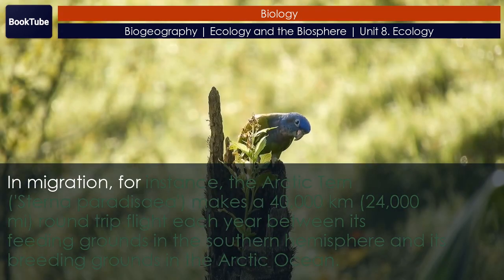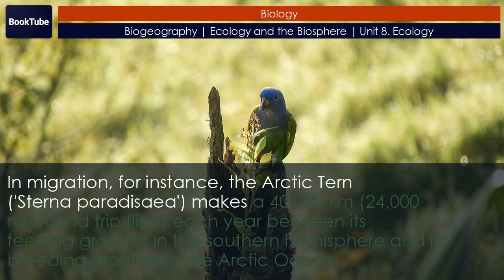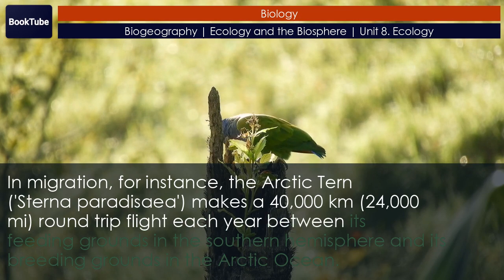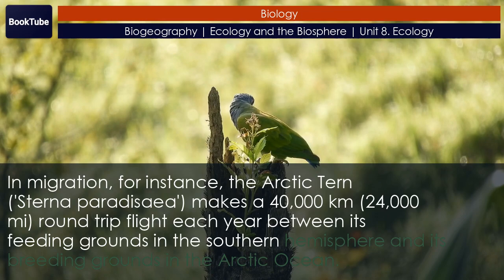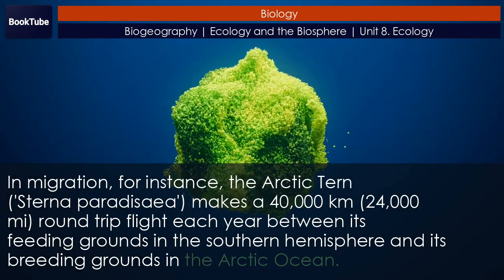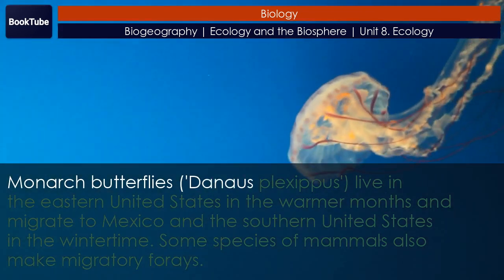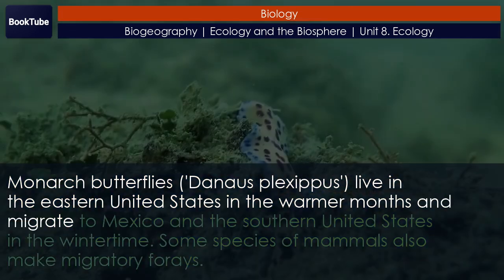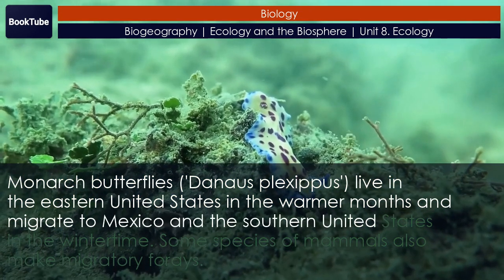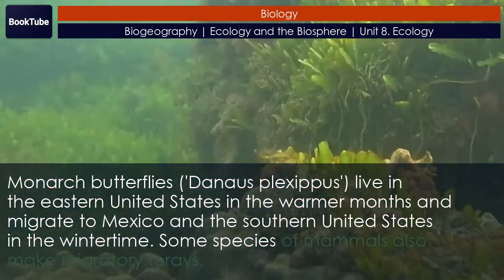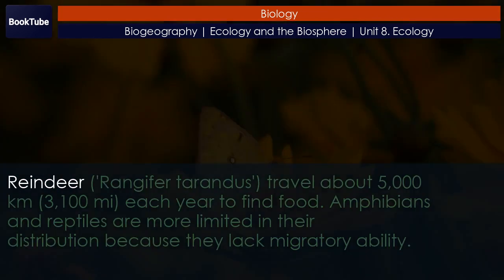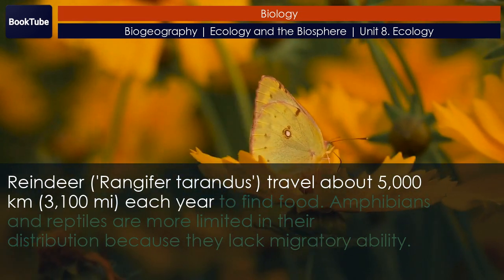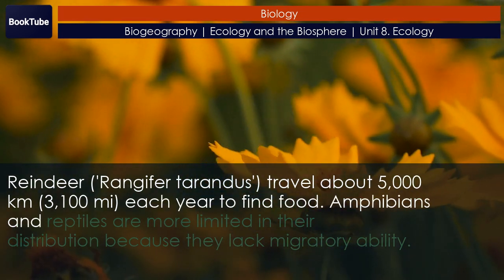In migration, for instance, the Arctic tern, Sterna paradisea, makes a 40,000 kilometers, 24,000 miles, round-trip flight each year between its feeding grounds in the southern hemisphere and its breeding grounds in the Arctic Ocean. Monarch butterflies, Danaus plexippus, live in the eastern United States in the warmer months and migrate to Mexico and the southern United States in the wintertime. Some species of mammals also make migratory forays. Reindeer, Rangifer tarandus, travel about 5,000 kilometers, 3,100 miles, each year to find food.